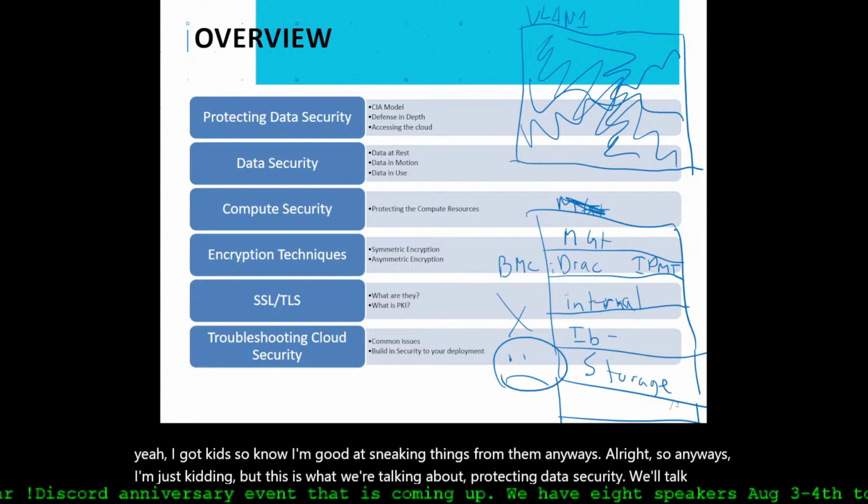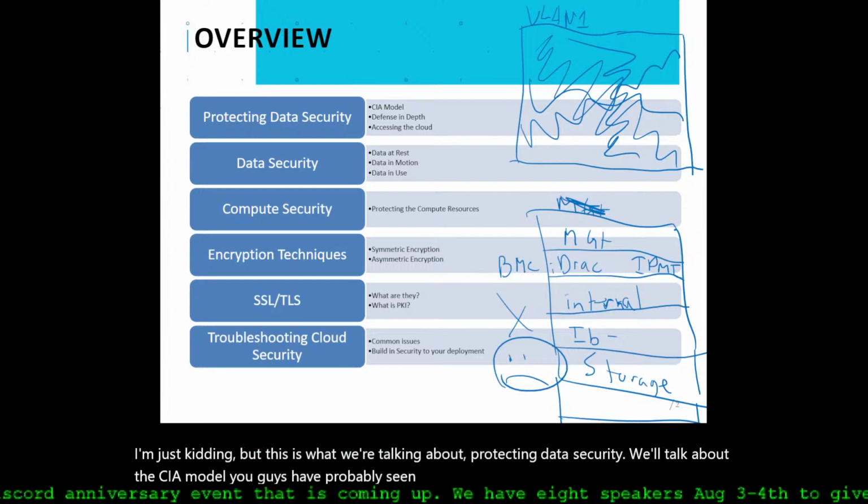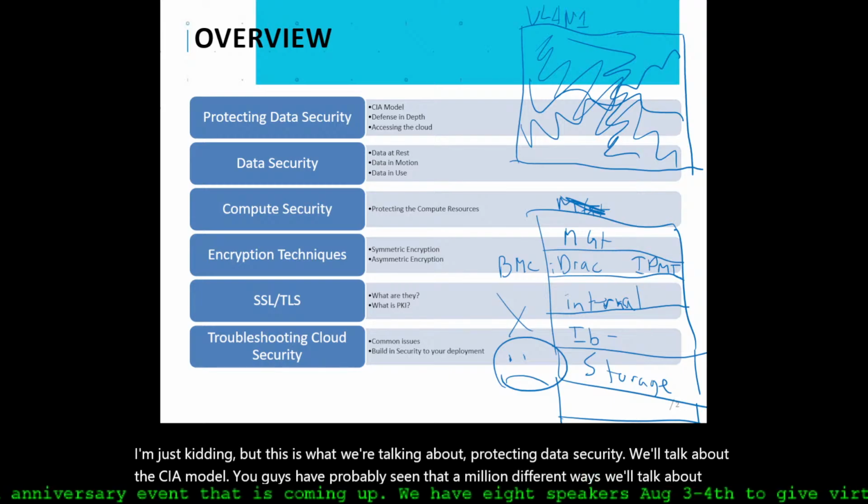But this is what we're talking about: protecting data security. We'll talk about the CIA model. You guys have probably seen that a million different ways. We'll talk about defense in depth and why defense in depth is so important.